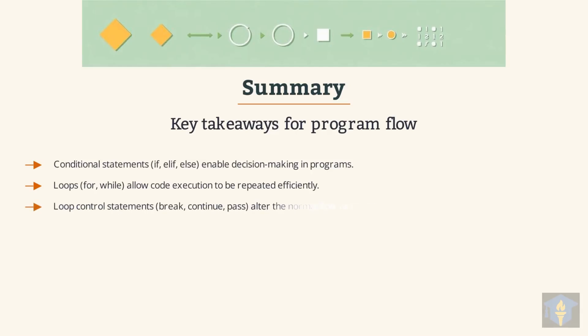Loops, including for and while loops, are essential tools that enable you to repeat sections of code efficiently, saving time and effort. We also learned about break, continue, and pass statements, which are crucial for altering the normal flow of execution within your loops. By nesting control structures, you can design more complex and nuanced program logic, handling multiple conditions and repetitions effectively.